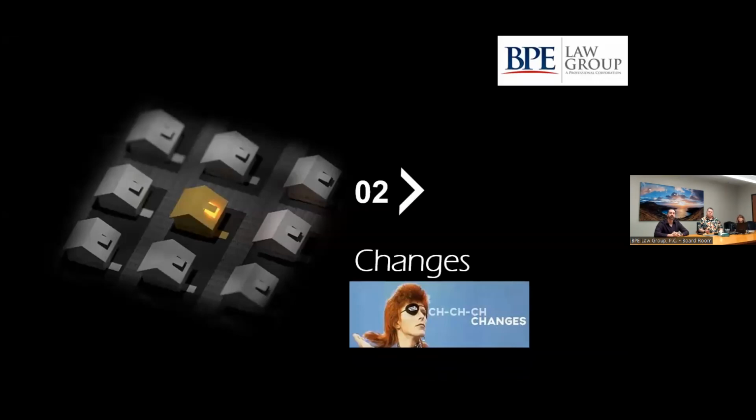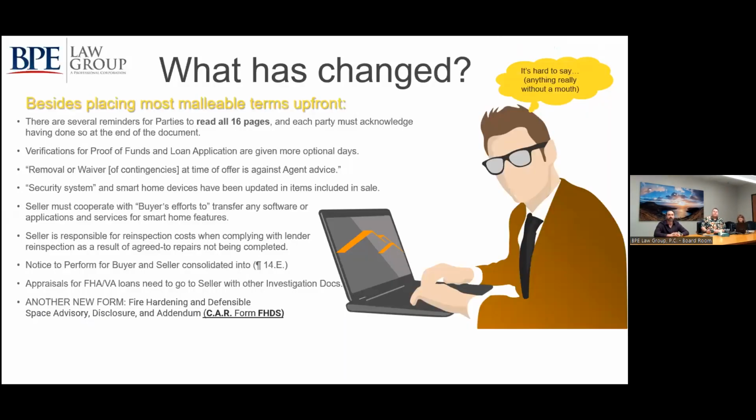Okay, so what exactly changed besides the whole entire structure of the form? I'm not going to sing you David Bowie today. So besides placing those changeable terms up front, like Keith said, there are reminders throughout that say to read all 16 pages, and we'll harp on that a little bit more when we get to pitfalls. There's verifications for proof of funds and loan application. Those are given more optional days, like the black numbers that are next to the blank space.